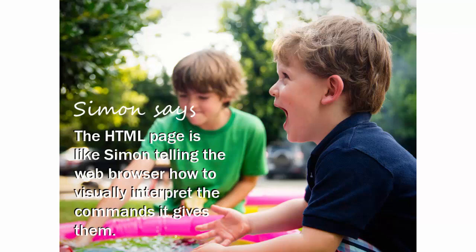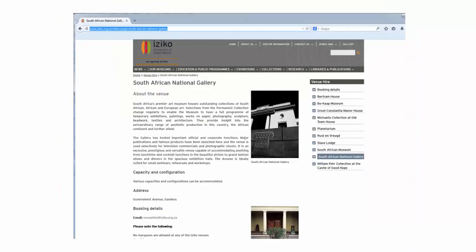But if you don't say Simon Says, you are not supposed to jump in the air. The HTML page is like Simon telling the web browser how to visually interpret the commands it gives them. Let's look at that simple web page again. It contains content of headers, subheaders, paragraphs, photographs, a list, an address, and a link to an email address.